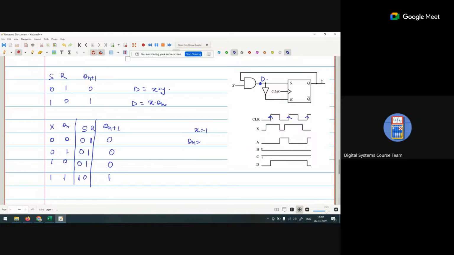One thing is that we are considering this edge. What is X at this point? It is 1. And what is Qn? This is the previous state. If Qn is 1 and X is 1, we are getting Y as 1.